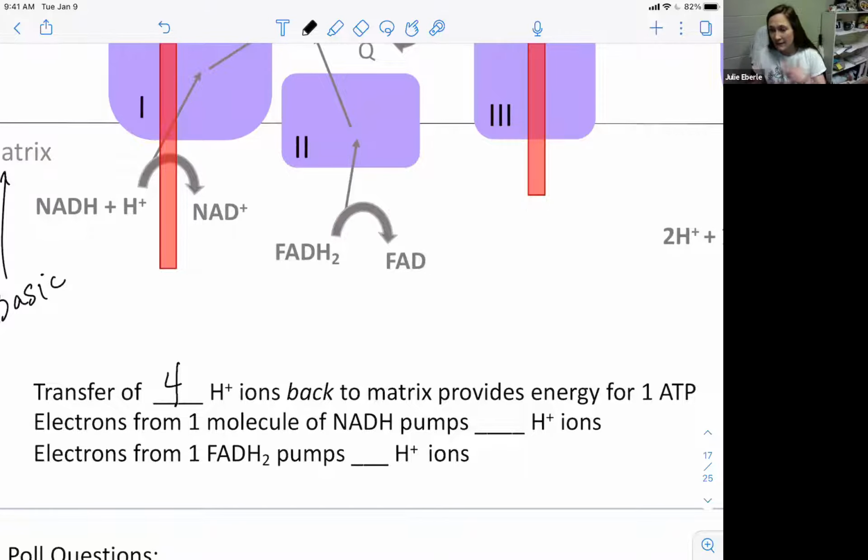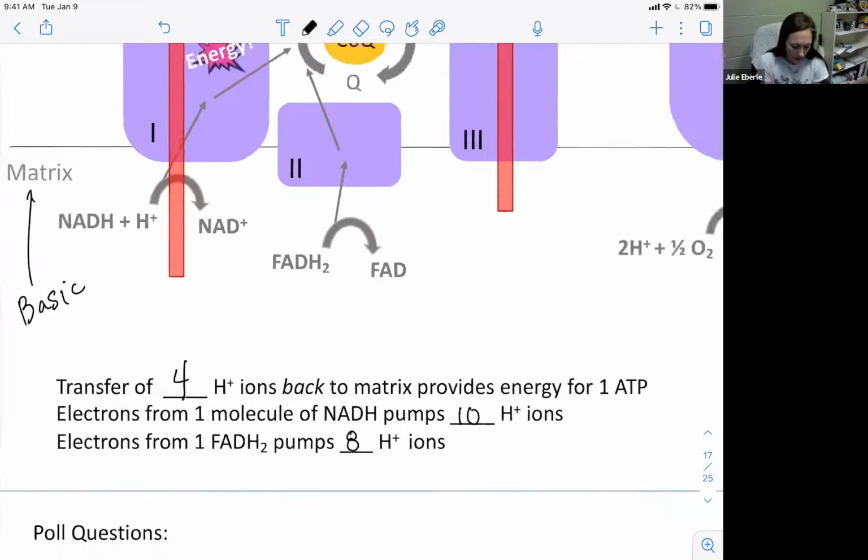So how many of these reduced coenzymes do we have to feed into the electron transport chain to make ATP? Electrons from 1 molecule of NADH pump 10 hydrogen ions across the bilayer into the intermembrane space. Electrons from 1 FADH2 pump 8 hydrogen ions. It's a little bit lower. FADH2 is a little bit lower energy than NADH, into the intermembrane space.